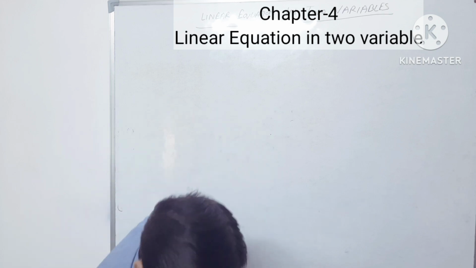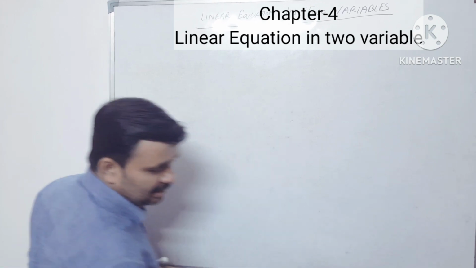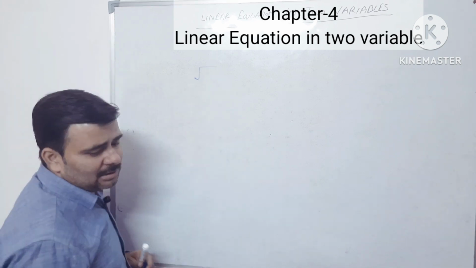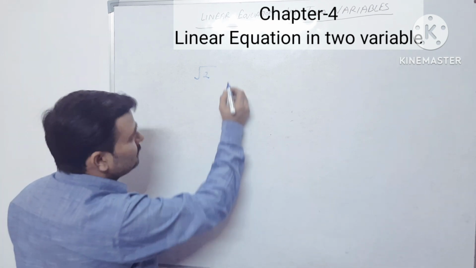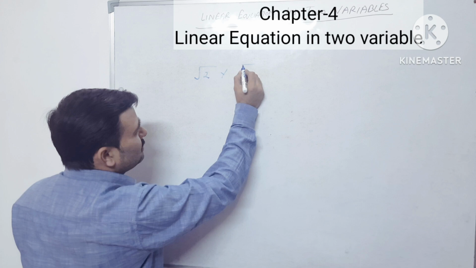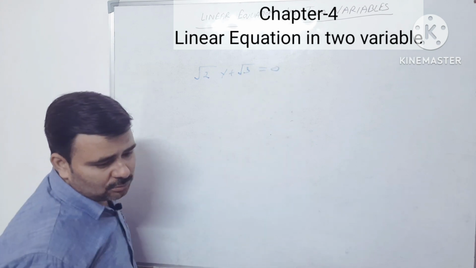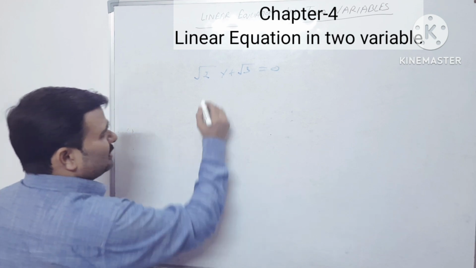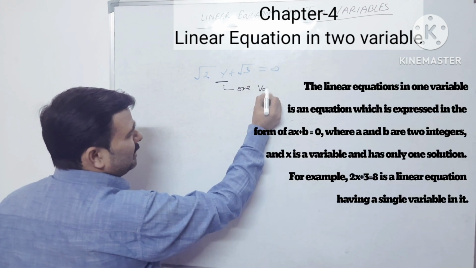As we discussed in our previous classes, linear equation in one variable. Suppose we have an equation that is root 2y plus root 3 is equal to 0. Here you can see that we have only one variable.